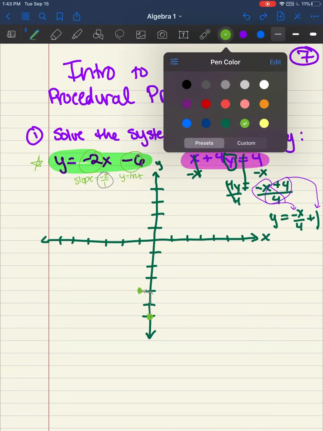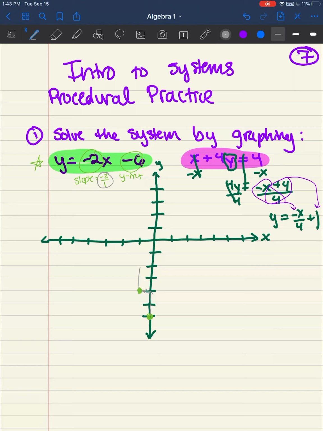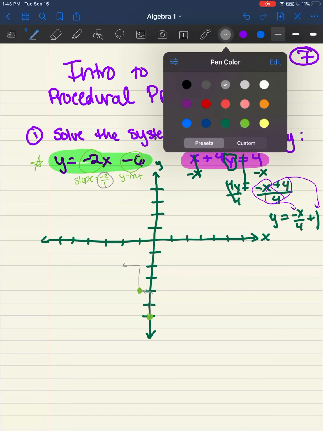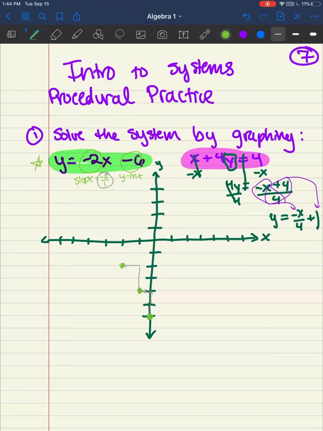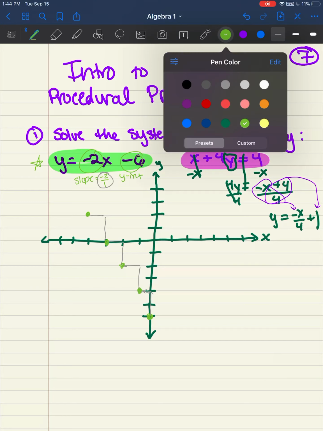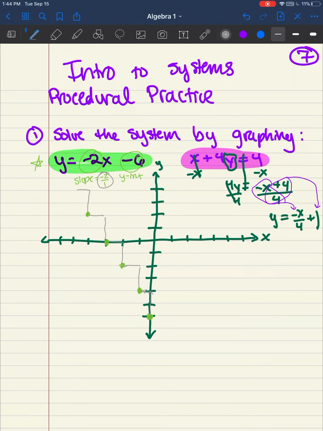And then I'm going to rise 2 and run -1. And I'm going to keep doing that for a second. Rise 2 and run 1. And I'm doing this so that I have a lot of good points on my graph so that I can find that intersection point when we get it. Rise 2, run 1. All right, so we've got our line there. I'll connect it the best I can. All right, there's my first line.